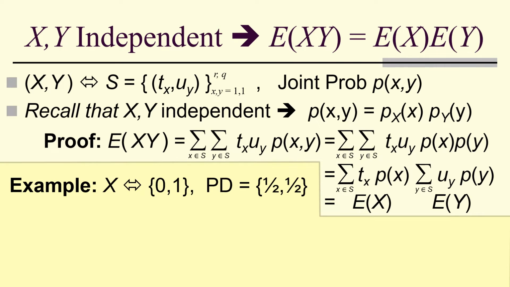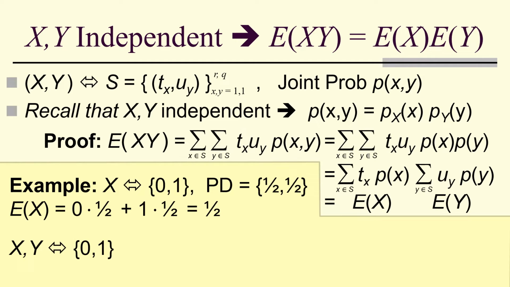Notice that if x is associated with 0, 1, for example, with a probability density of 1/2, 1/2, the expected value of x is 1/2, no surprise there. And if y is associated with 0, 1, then of course this would also be the expected value of y, because it's just another variable with 0, 1 with the same probability distribution.